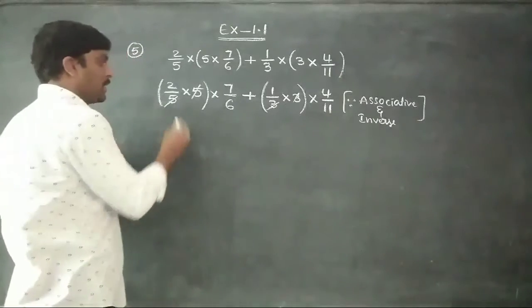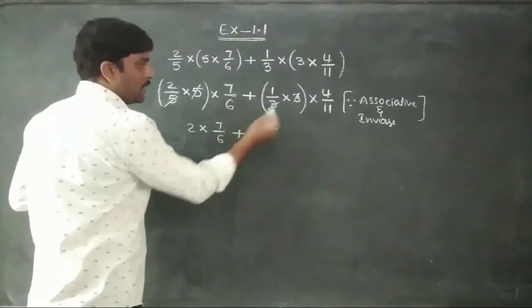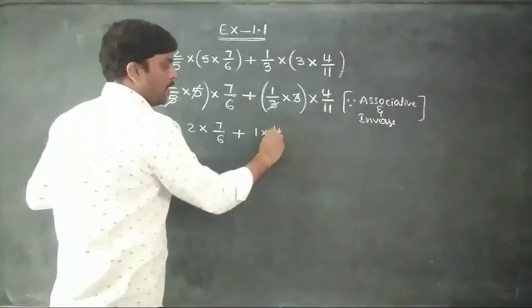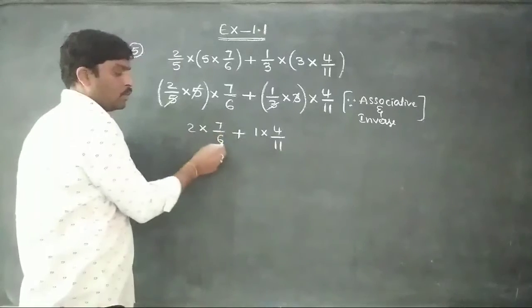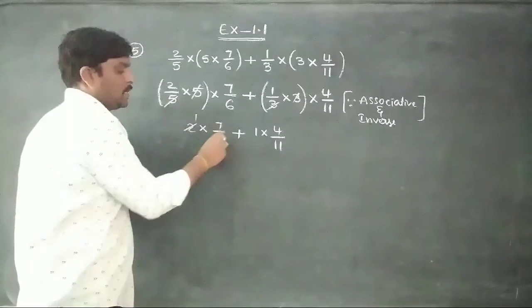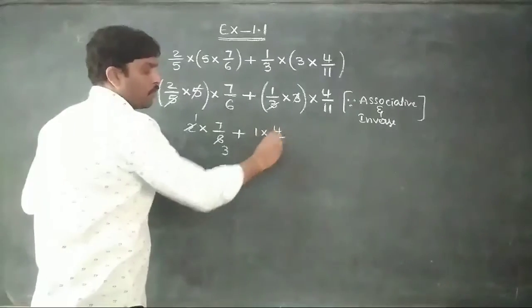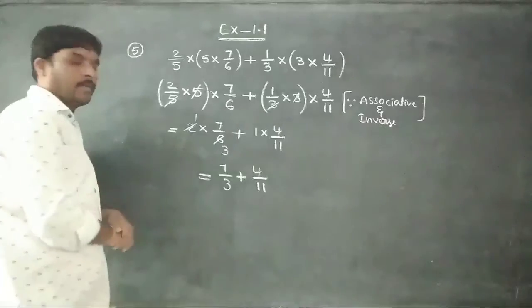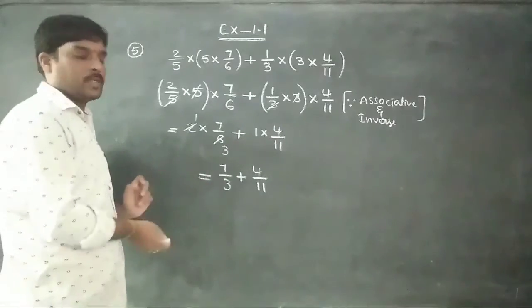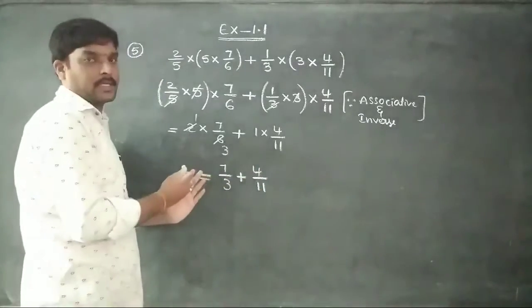What remains, right? 2 into 7 by 6 plus 1 into 4 by 11. The 2 and 6 cancel, 2 ones are 2, 2 threes are 6. So 7 by 3 plus 4 by 11. Now the closure property and commutative property: a plus b equals b plus a, that is commutative.